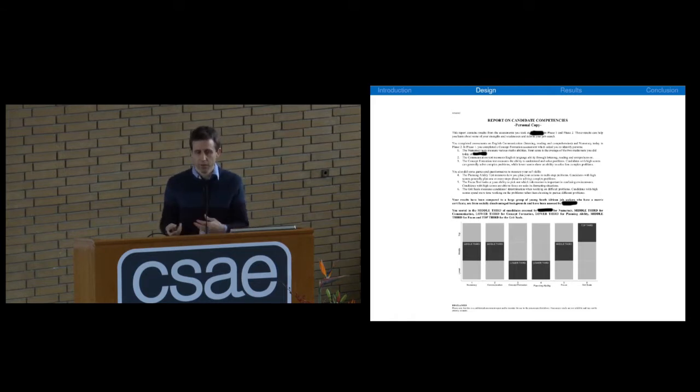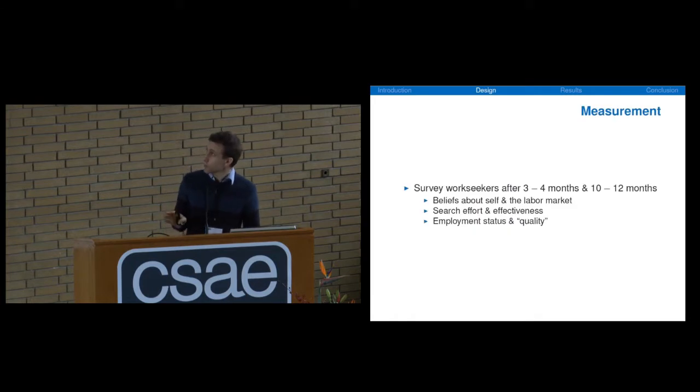So we're going to survey work seekers twice, once 3 to 4 months after the intervention and once 10 to 12 months after the intervention. We're going to survey them about their beliefs about their own skills and their beliefs about the labor market more broadly. We're going to survey them about their search effort and search effectiveness. Search effort means things like how many applications did you submit, as in Rulof study. Search effectiveness means things like what is the share, the ratio of job offers you received to applications you submitted, as a measure of how well those are working.